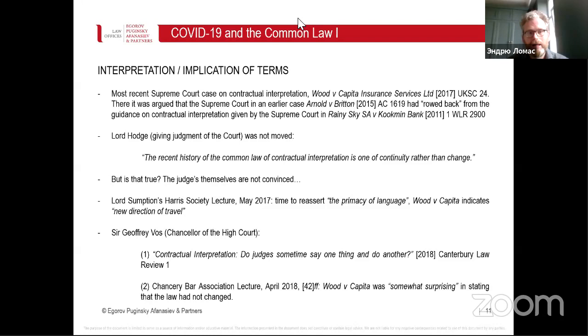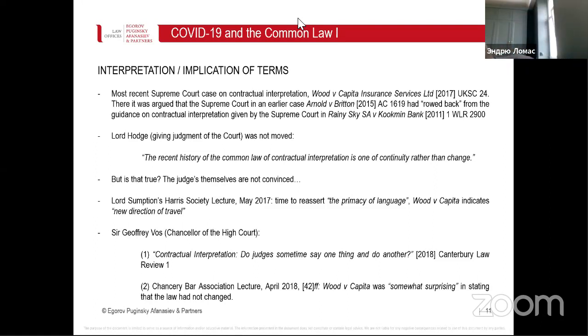In that regard, it should be said that these are extrajudicial writings, so they're not binding on judges, but they are persuasive insofar that Lord Sumption, we'll get to his lecture in a minute, gave a lecture in 2017. He was part of the court that gave judgment in at least one of these cases, I seem to remember. So a Supreme Court judge was giving a lecture as to all of this and whether in fact the law had changed. And Sir Geoffrey Voss more recently has produced an article and given a lecture where he also finds it difficult to accept the proposition that the law hasn't changed.